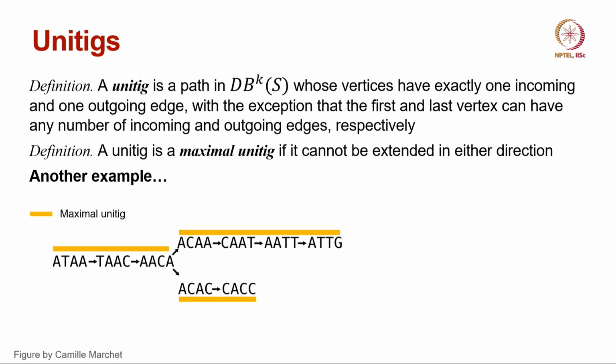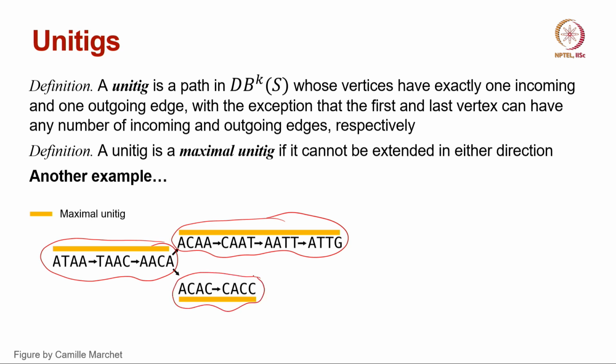Moving ahead, here is one more example where I am showing you again a maximal unitig. So, this is a maximal unitig, this is again a maximal unitig, and this is again another maximal unitig. Observe that you cannot extend any of these further, because otherwise we will violate the property of the unitig. Okay. So, why are we defining these unitigs?